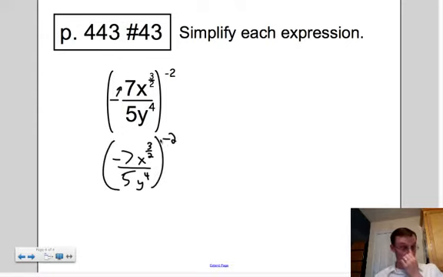Now this negative, you got to think strategically here. You're going to take this whole top to the negative second.